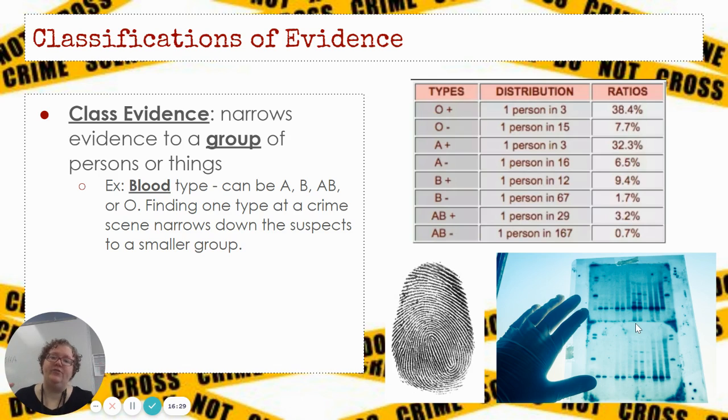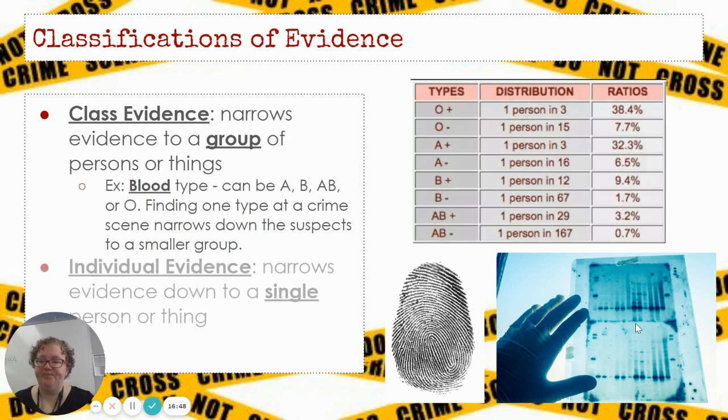If you're looking at 10 different suspects and the blood at the crime scene is type A, and only 2 of your suspects are type A, then you can eliminate those other suspects and just focus on those 2. So it didn't tell you which one exactly, but you know it matches one of those 2. Okay, that's class evidence. It just narrows down that group.